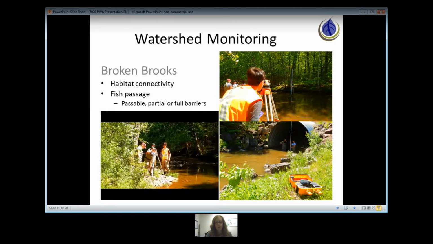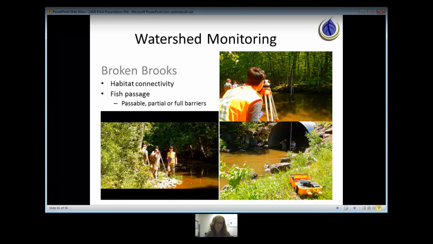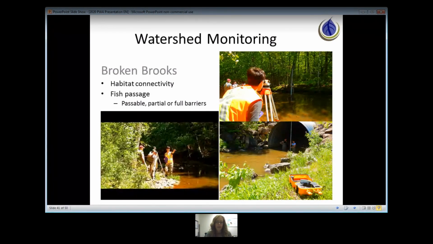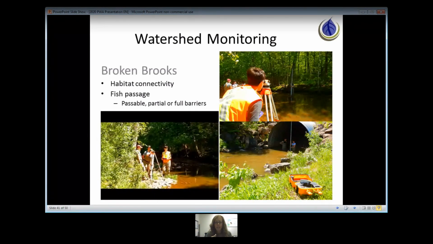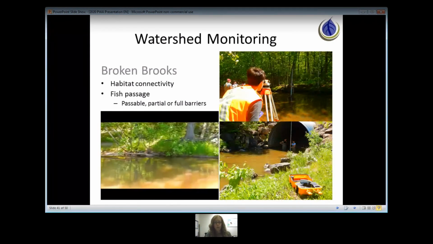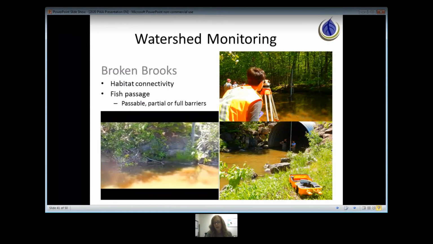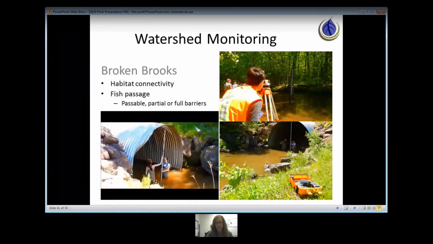Another project of ours is Broken Brooks. We've been evaluating culverts and working with DTI to evaluate fish passage and habitat connectivity. So we've been evaluating if they're passable, if they're partial or full barriers to them, and if they are, what kind of method we can use to mitigate these.